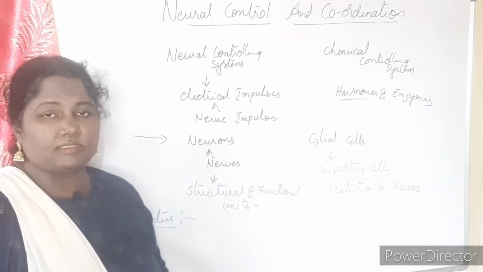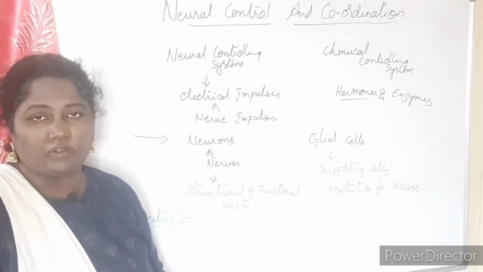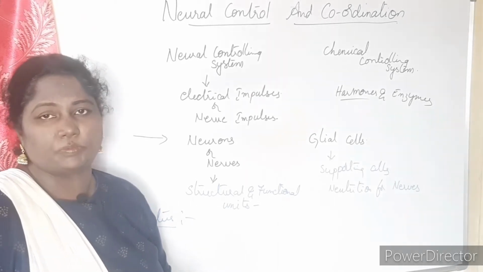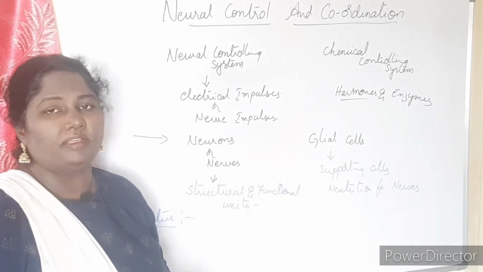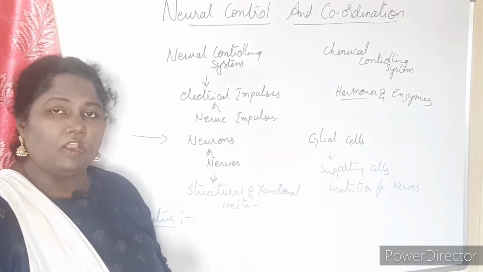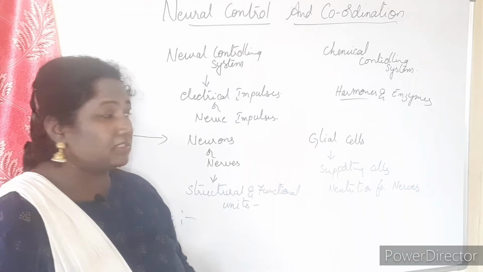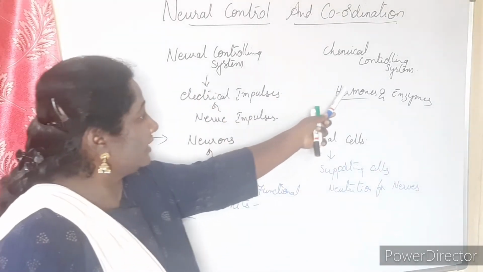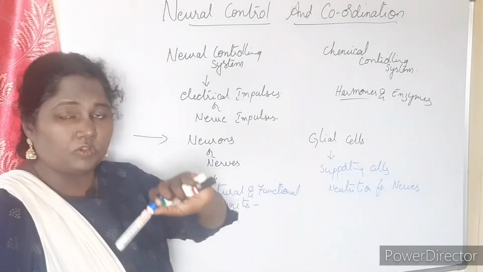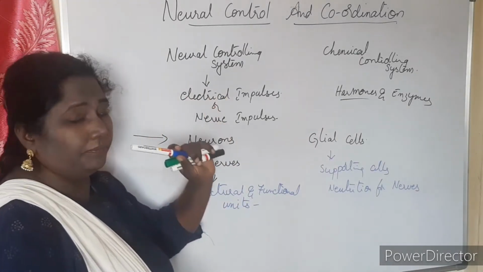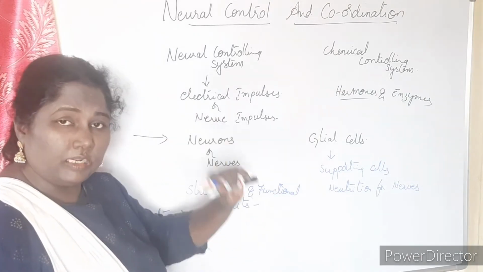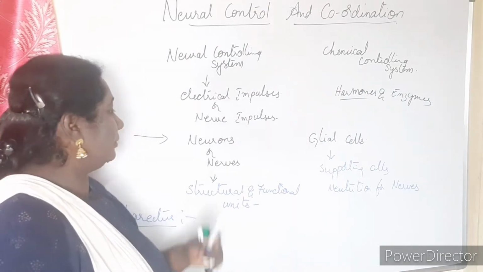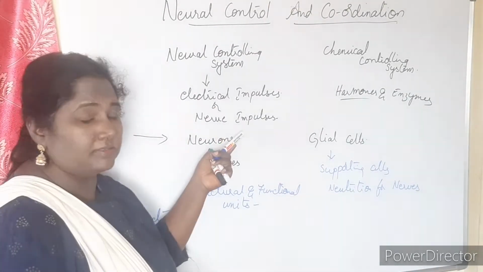As we discussed, for every activity in our body coordination is required, and that coordination also has to be controlled. In our body the neural system controls, and along with the neural system one more system also controls, that we will see now. The neural controlling system is one system, the other one is the chemical controlling system. When coming to the neural controlling system, our activities are controlled and coordinated by electrical impulses. These electrical impulses are also known as nerve impulses.